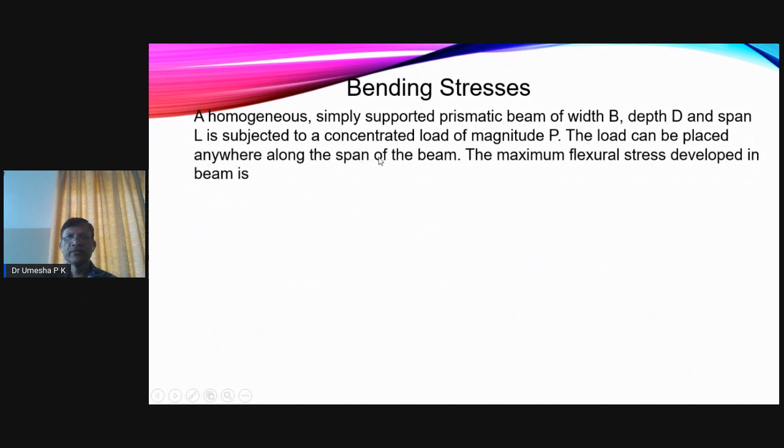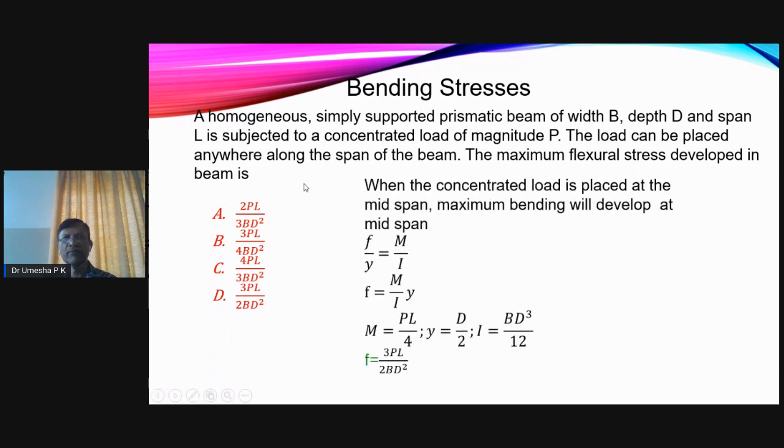A homogeneous simply supported prismatic beam of width B and depth D and span L is subjected to a concentrated load of magnitude P. The load can be placed anywhere along the span of the beam. The maximum flexural stress developed in the beam is... These are the different options given. So what they are telling is a simply supported prismatic beam is given, of length L.